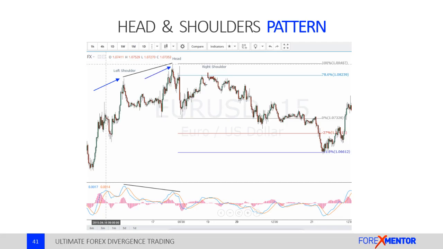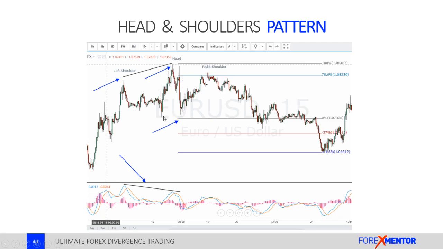Now you can see the divergence between the left shoulder and the head. And then the most important part is the price move here. Now, this is the difference that we look for, and we'll talk about this a little bit later with the divergence trading strategy we're going to teach. But we look for this swing. We look for this swing to be a stronger swing.